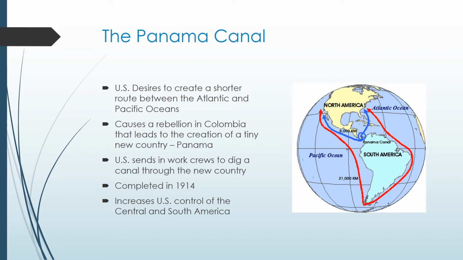It takes a long time. A lot of people die of malaria. But by 1914, the canal is completed. And now the United States can sail a ship from New York to San Francisco, and it's only 8,000 kilometers, as opposed to the 21,000 kilometers it would take to go around South America. So this increases U.S. control of Central and South America, and also increases U.S. control of the Pacific Ocean.